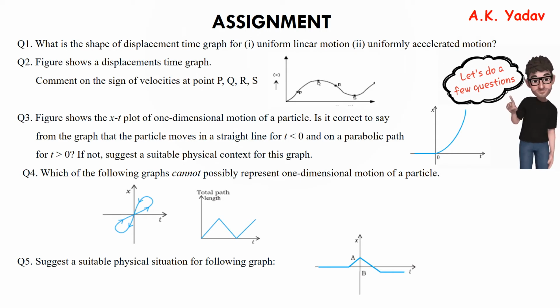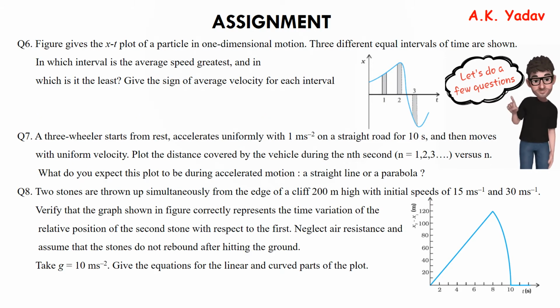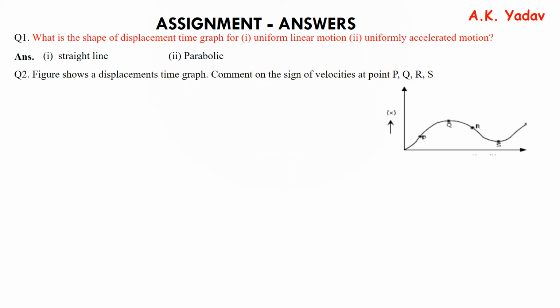Do try all the questions on your own. Pause the video, try all the questions, and then play it again to check your answers. In totality, there are 8 questions. Question number 1. What is the shape of the displacement time graph for uniform linear motion and uniformly accelerated motion? For linear motion, it is a straight line, and for uniformly accelerated motion, it is a parabolic path.